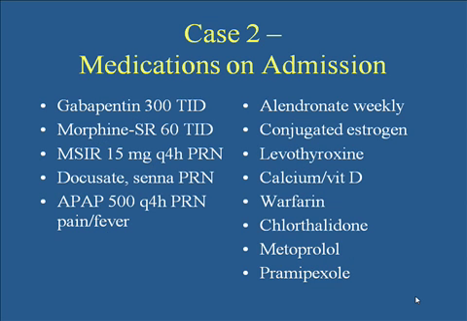Medications on admission from the nursing home. She's on gabapentin 300 milligrams 3 times a day, morphine SR 60 milligrams 3 times a day, MSIR, which is morphine sulfate immediate release, taking 15 milligrams every 4 hours PRN, docusate and senna PRN, acetaminophen as needed for pain and fever. And then she's also on alendronate, estrogen, levothyroxine, and a few other medications which are not pertinent to the case.